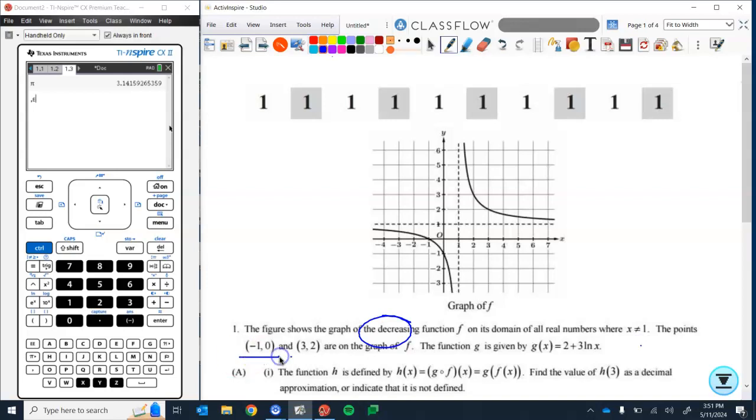Then they give me these 2 points. The fact that they're actually stating the points is probably important to me, so I'm also going to put them on my graph. I just realized I'm not on my board, so I can actually make a point. I can put a point right there. Then 3, 2, there's my point. There are my points.